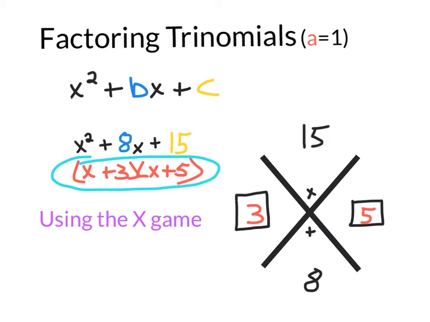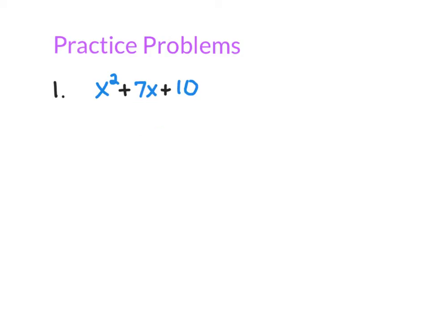If you were to work this out using the box method, you would end up with x squared plus 8x plus 15. All right, let's do some examples together. All right, here is a practice problem. X squared plus 7x plus 10. And we want to factor this trinomial.